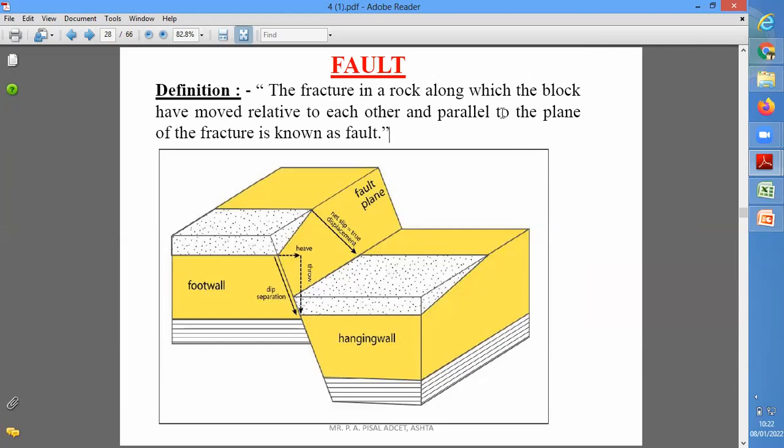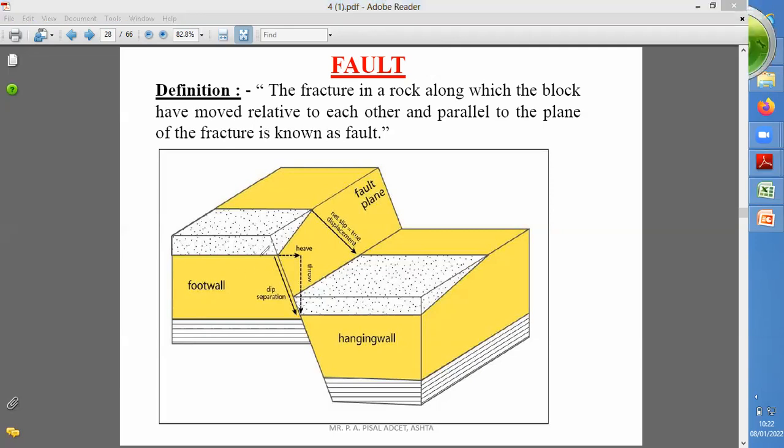Okay. Plane of fracture means that area. Suppose here I will show you which is the plane of fracture here. So this area, on this side where the blocks are moved, is considered as a fault plane, or it is also considered as a plane of fracture. So that block movement is parallel to the fault plane or plane of fracture. So this structure is considered as a fault.